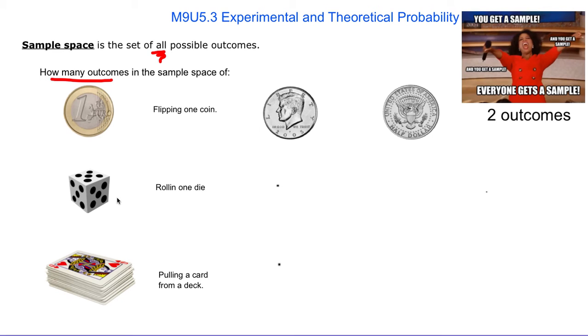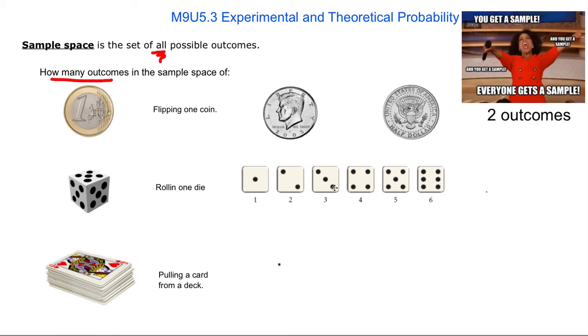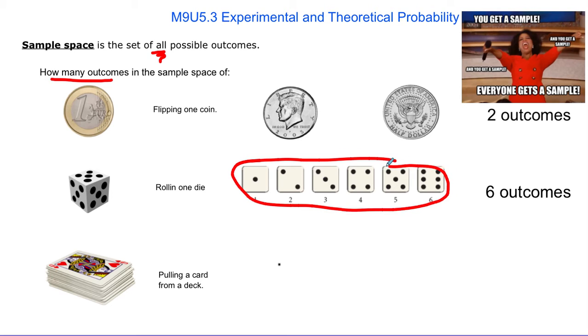Same thing for rolling a die, right? When you roll one die, dice is plural. Die is singular. You roll one die, you could get a 1 or a 2 or a 3 or a 4 or a 5, right? So there are 6 outcomes in the sample space. This is the sample space because it's everything that could happen if you roll the die.